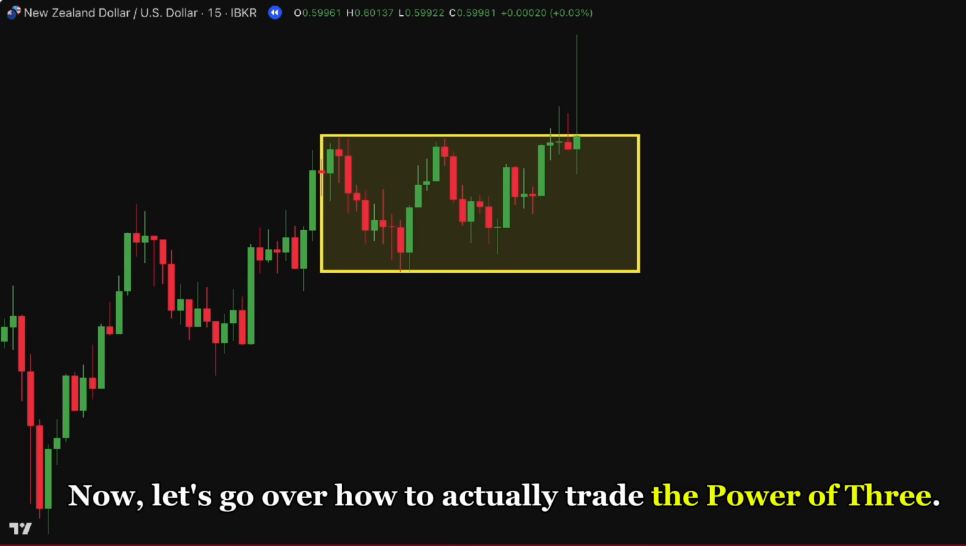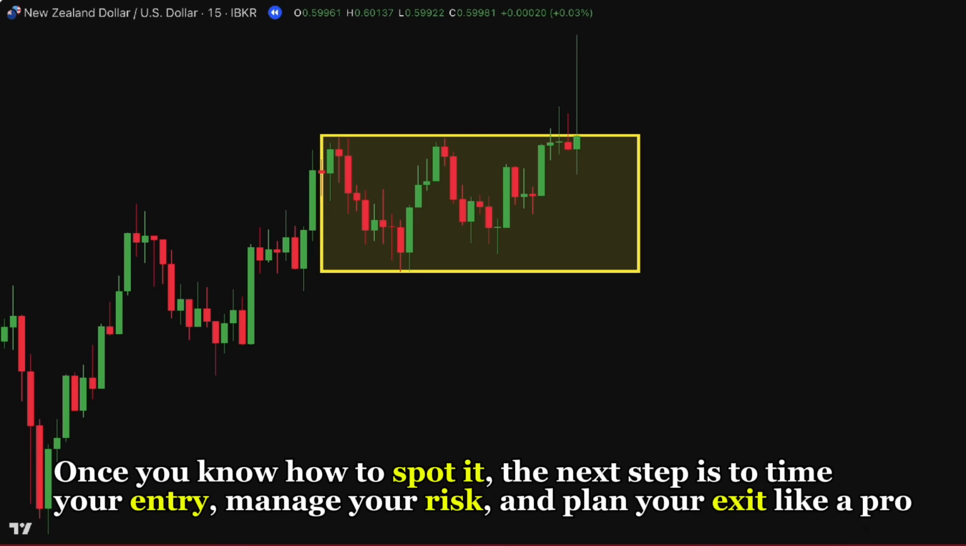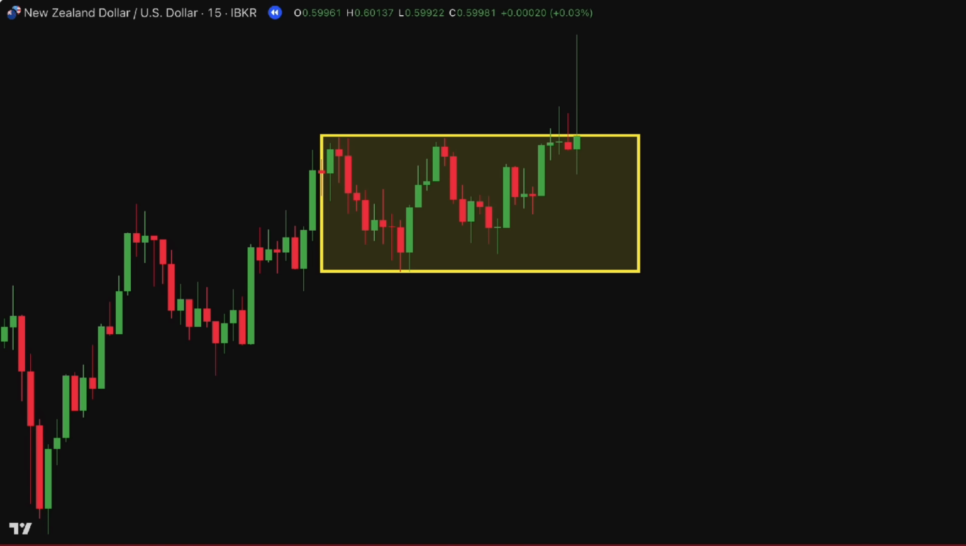Now let's talk about how to actually trade the power of 3, both bullish and bearish setups. Once you know how to spot it, the next step is timing your entry, managing your risk, and targeting your exit like a pro. When the market is in an uptrend, smart money will eventually begin taking profits. Here's what to look for.